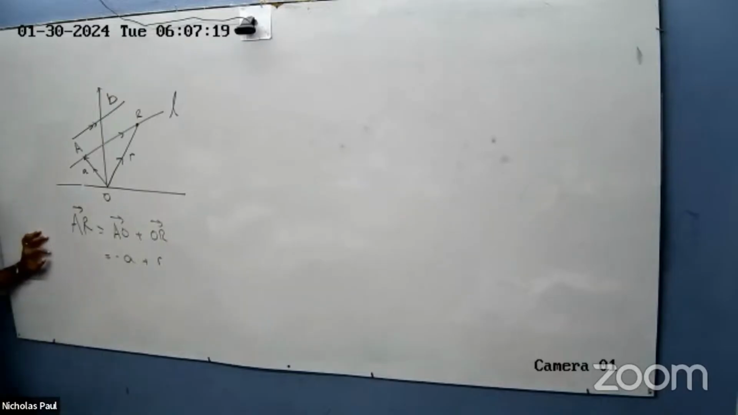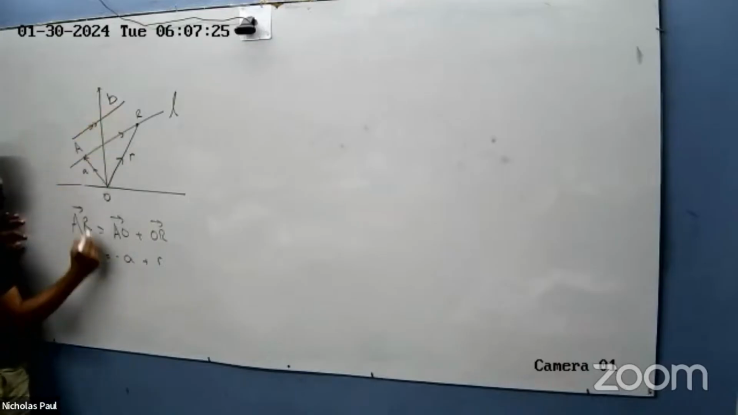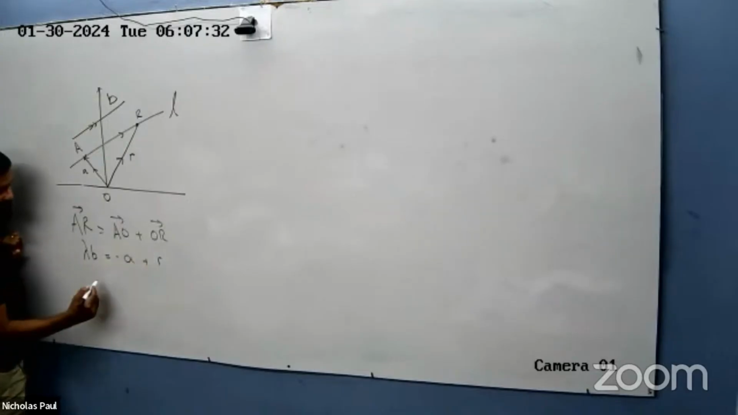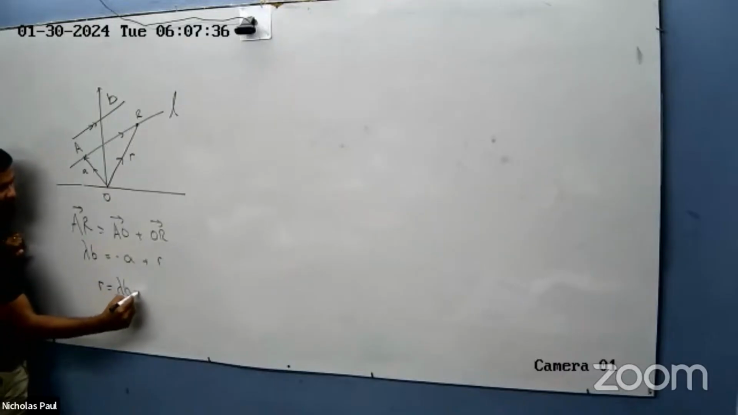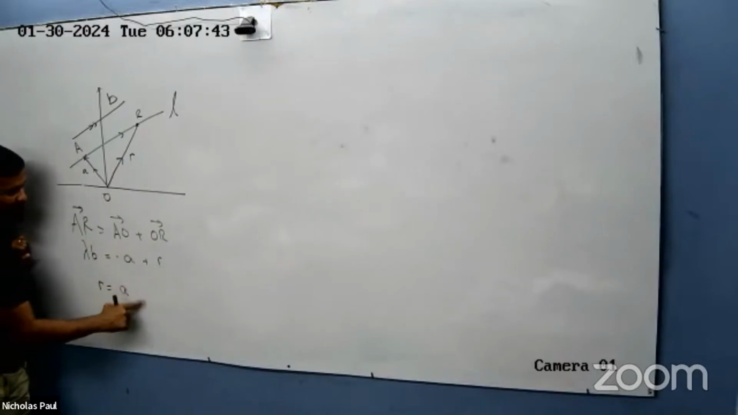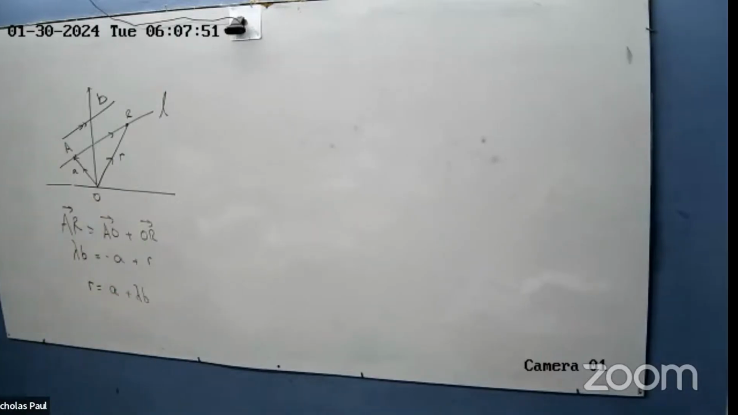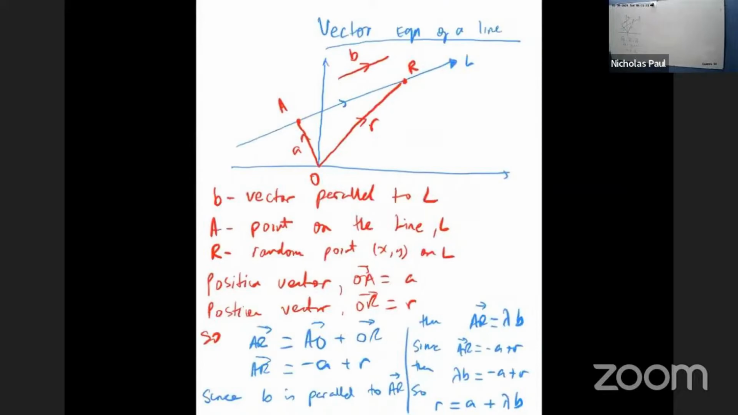Parallel vectors are multiples of each other. So therefore, AR is some multiple of P. Let's call the multiple lambda. That's okay? So it means that we could easily find R. R is equal to lambda B plus P. Well, pointers come first, right? A plus lambda B. That is your vector equation of a line. Actually, I prefer you copy this one.